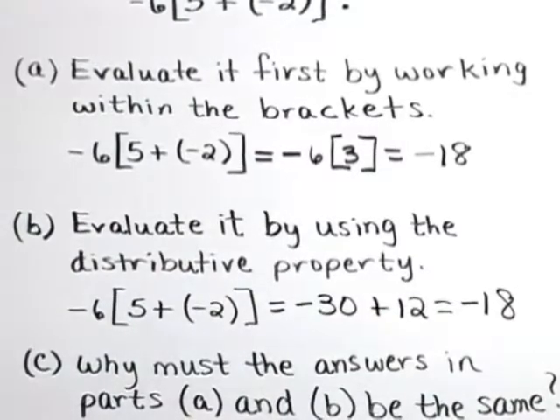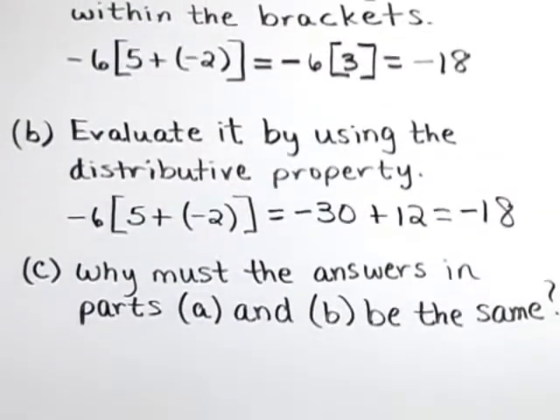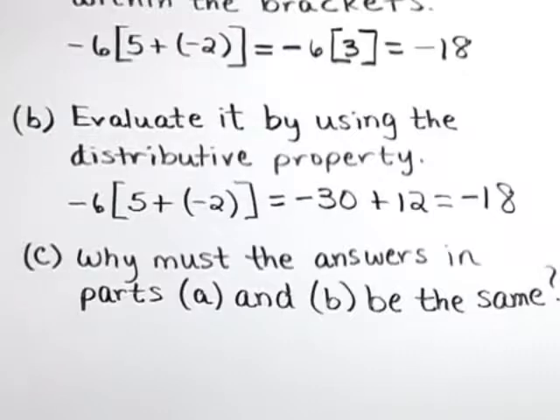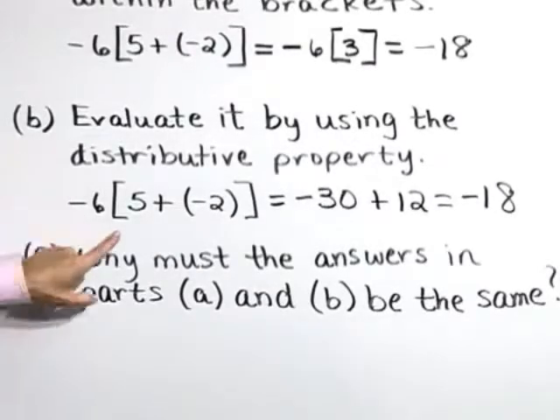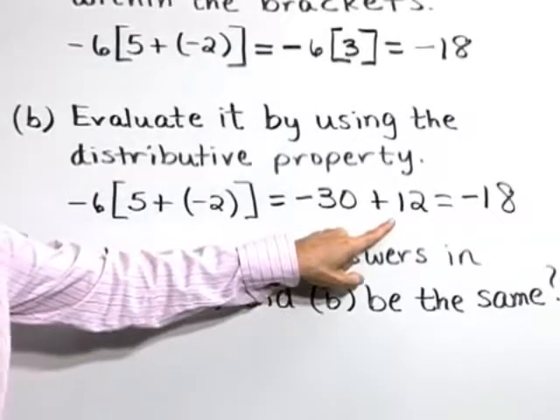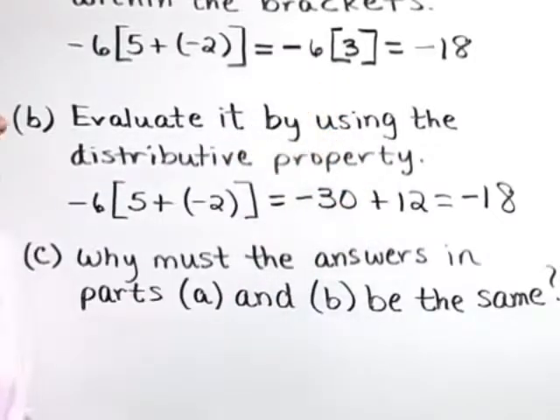Lastly, in part C, why must the answers in parts A and B be the same? Well, that's because for all real numbers, the distributive property will yield the same result as the order of operations does.